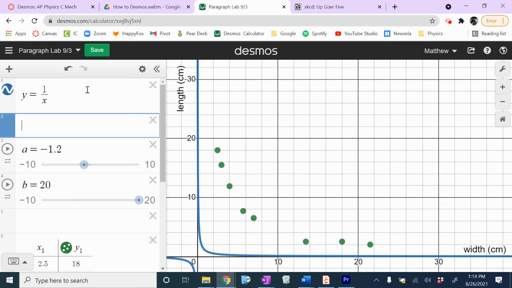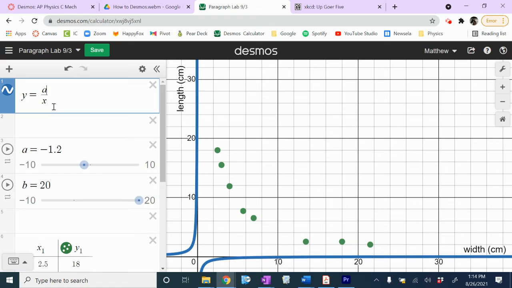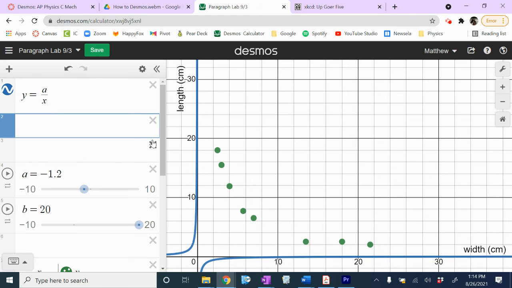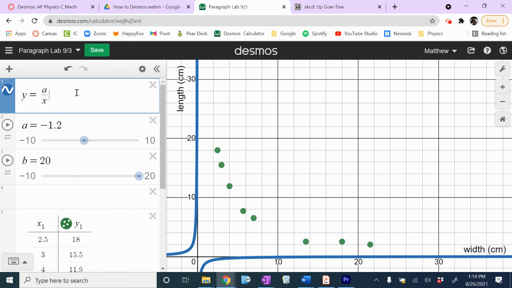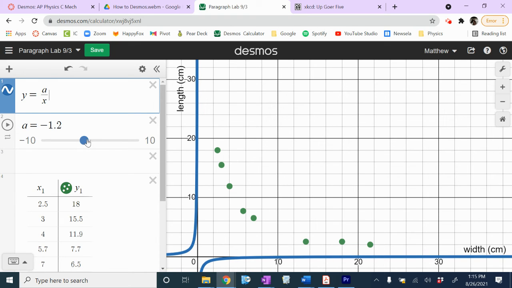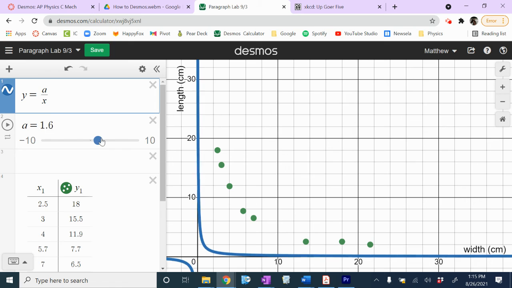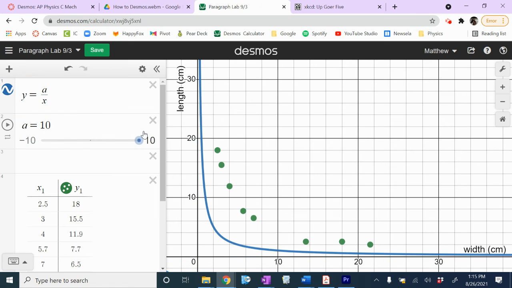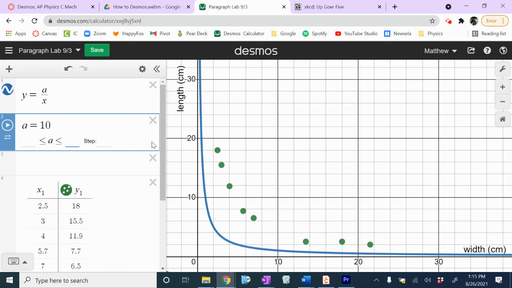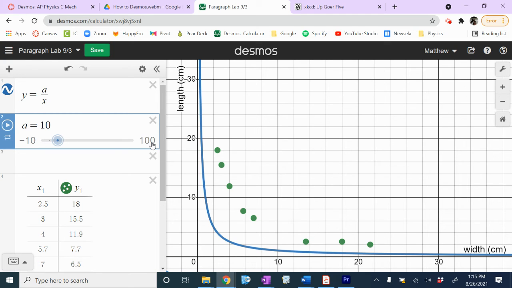A variable. So I'm going to make this be my a. And I keep hitting that stuff. Give me the slider. Oh, I have a slider for a. Negative 1.2 is not correct. Better, better, better. Oh, it doesn't work. Well, I can make 10 a bigger number by clicking on it. And then hopefully I can find it.